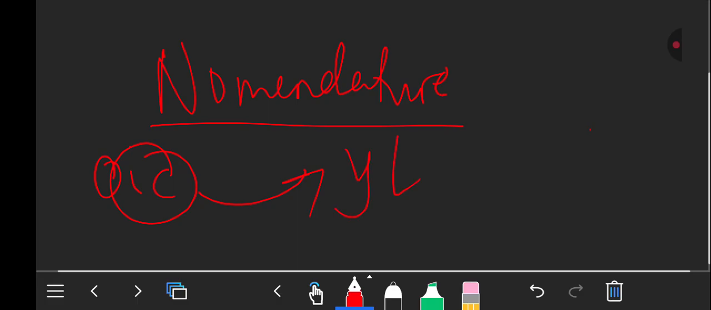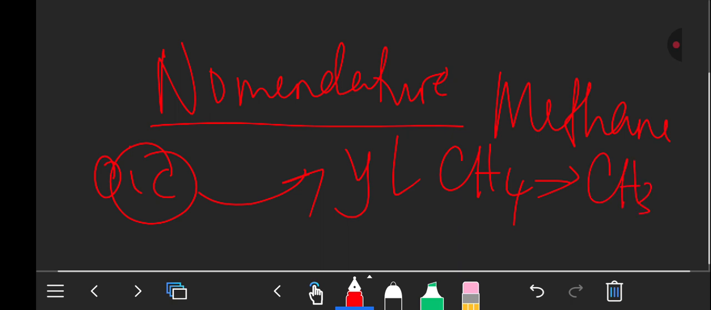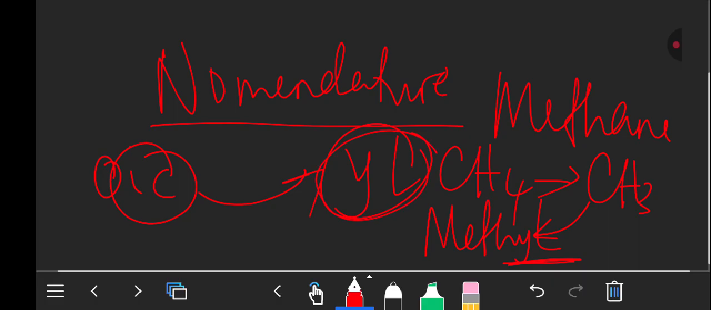the YL, like the way when we have methane, which is CH4, when it loses one hydrogen, it becomes CH3. We no longer call it methane. This one becomes what we call methyl. Have you seen? So we add YL. The same applies to the acid. When it loses that OH, it is replaced by the suffix which is YL.